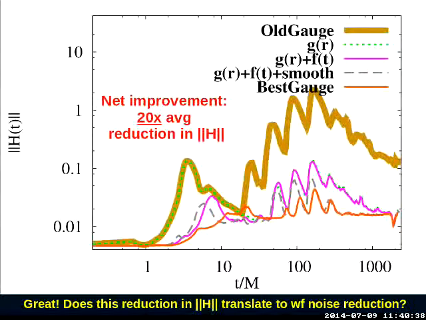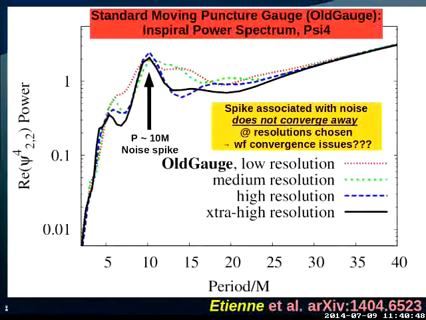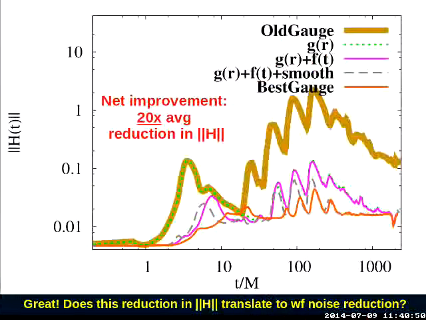But does this reduction in Hamiltonian constraint violations translate to a reduction in waveform noise, and perhaps an improvement in waveform convergence with increasing numerical resolution? Zach, yes. This statement of 20 is a time average. But is this also true at any resolution? Actually, that's a very good point, because these are rather low resolution, right? Yeah, they are. Let me think about this.